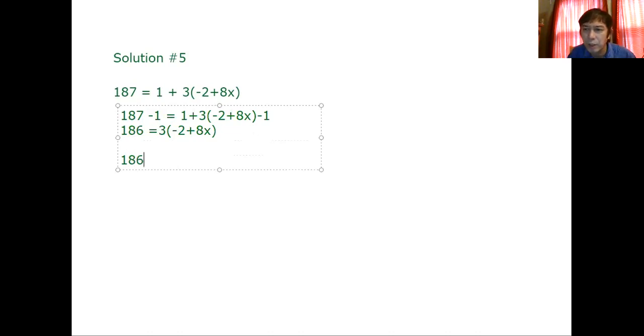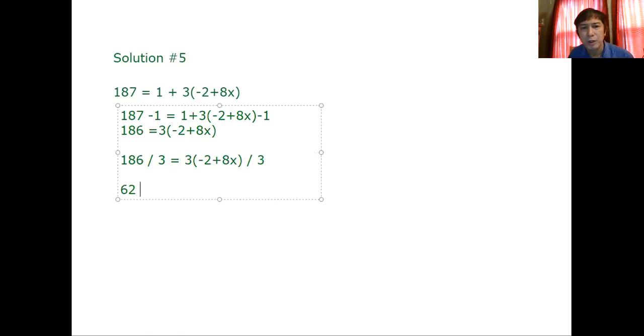Let's do that. 186 divided by 3 shall be equal to the right side, 3 times the quantity negative 2 plus 8x, divided by 3. All right, what is 186 divided by 3? That looks like 62. 62 times 3, that's 6 and 18, yeah. So that should be 62 at the left side. This will now become 62 there.